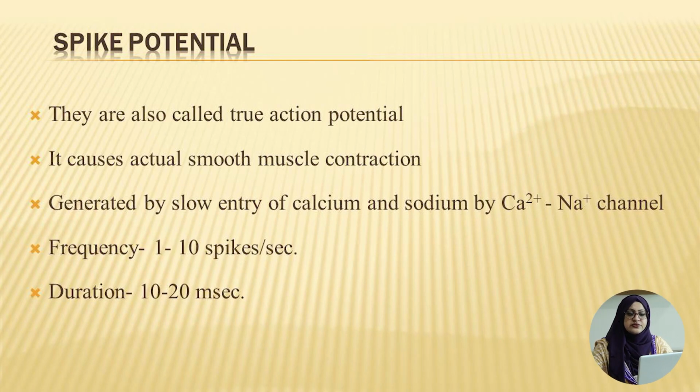Then comes the spike potential. These are also called the true action potentials. They cause actual smooth muscle contraction, and are mainly generated by the slow entry of calcium and sodium through calcium-sodium channels. The frequency of the wave is about 1 to 10 spikes per second, and the duration is about 10 to 20 milliseconds.